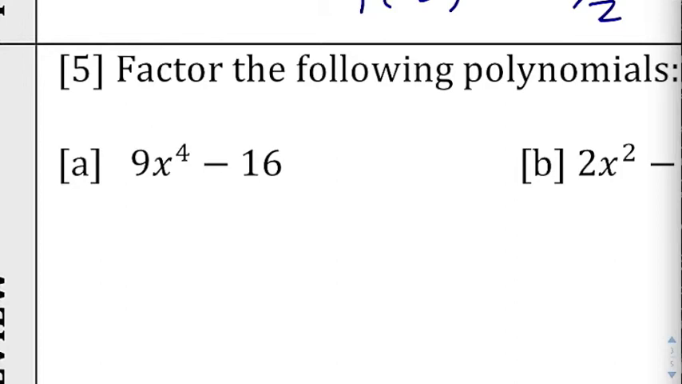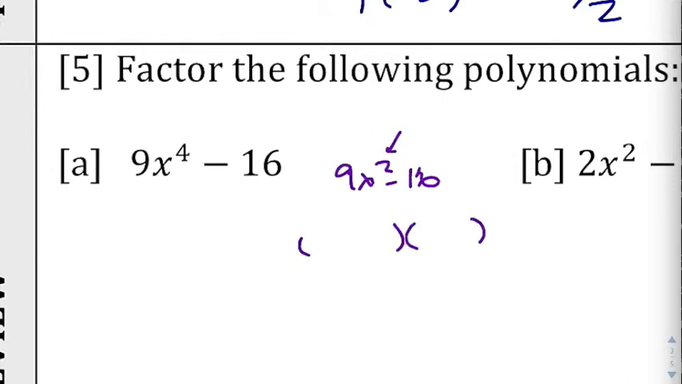essentially the same thing as if this was, say, 9x squared minus 16. We just happen to have a fourth power here. And so we have something like 9x squared plus 16. We can still set it up like this.